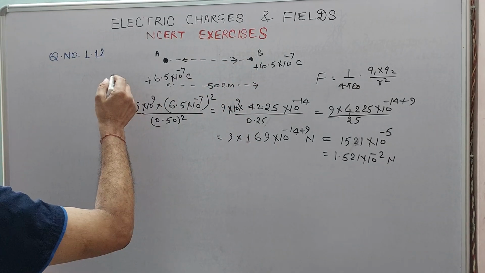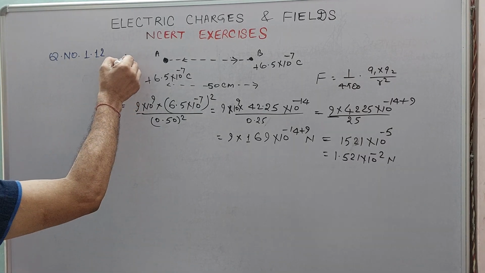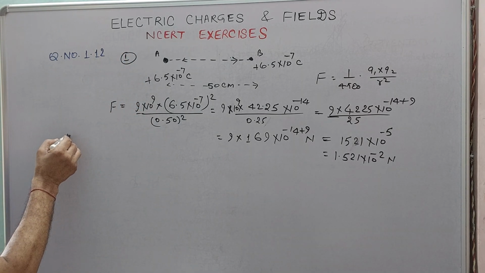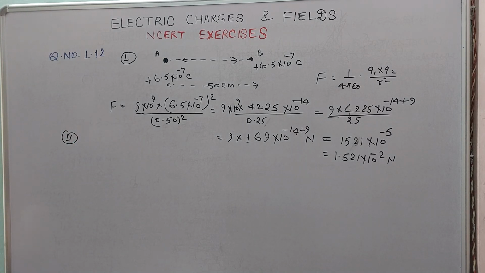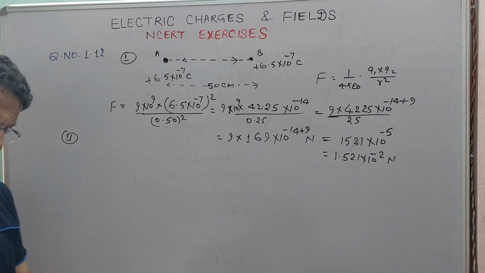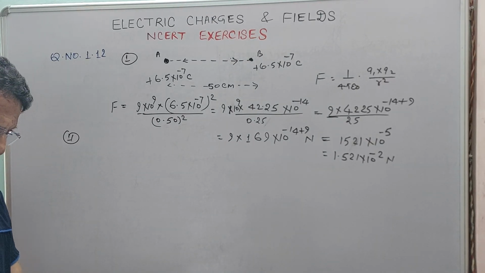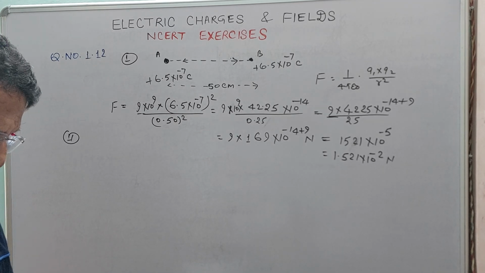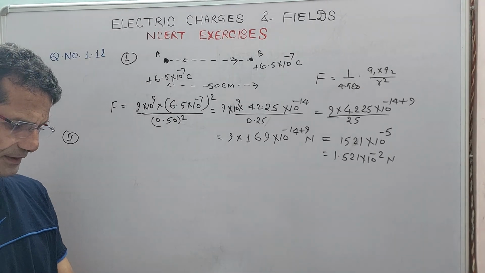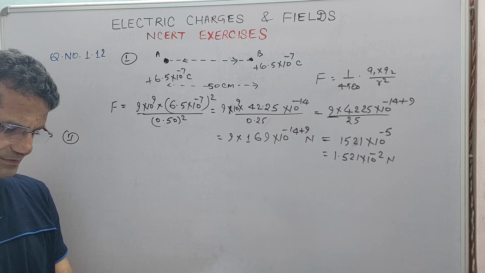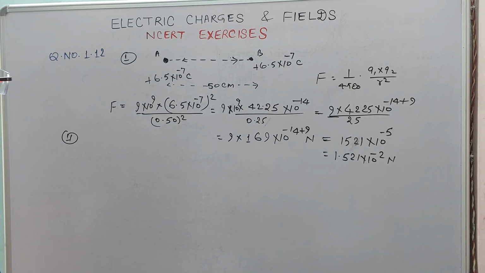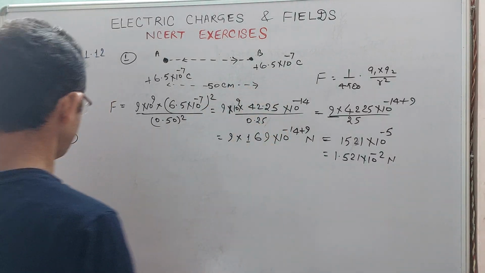Now in the second part, this is our first part. Second part of this question says: what is the force of repulsion if each sphere is charged double the above amount and the distance between them is halved? So in this question, if I give the charges twice of the earlier one, so earlier charges 6.5, twice of this.